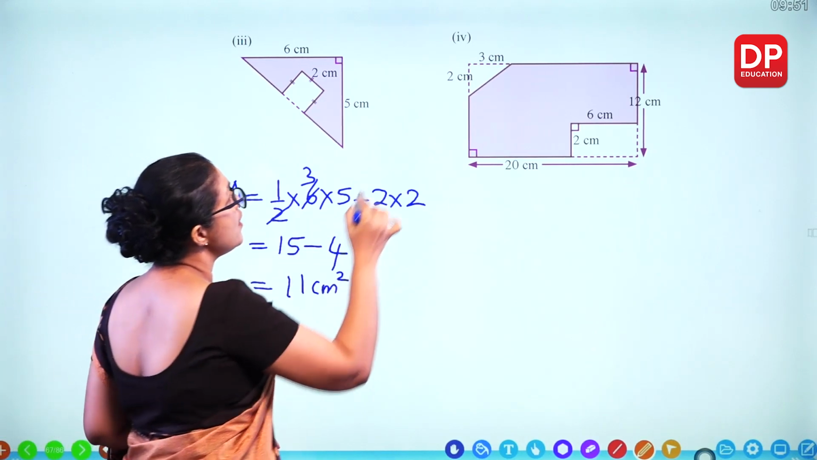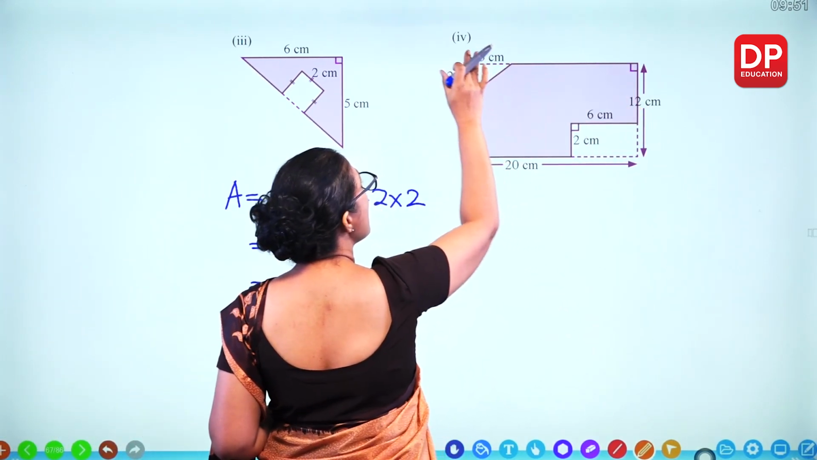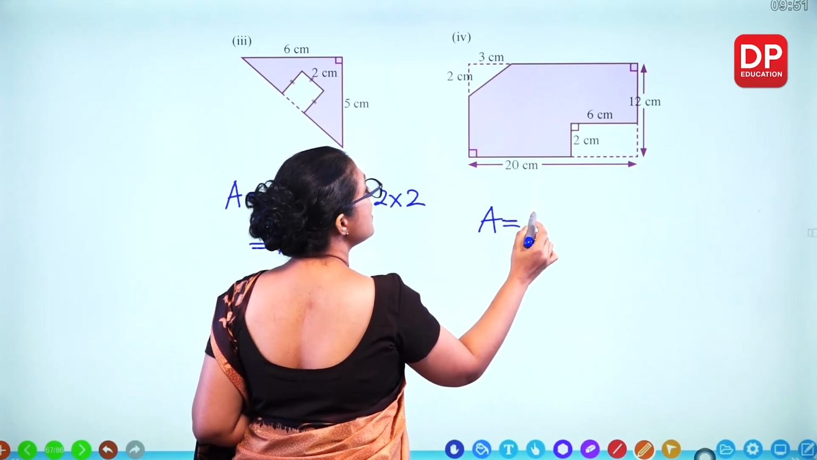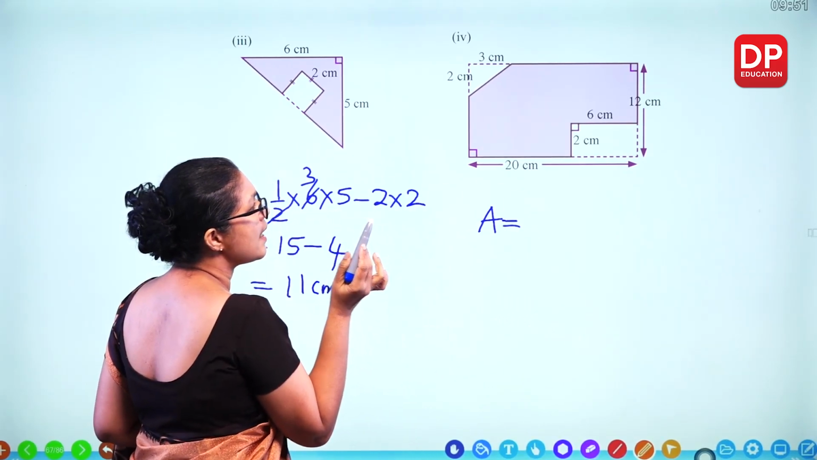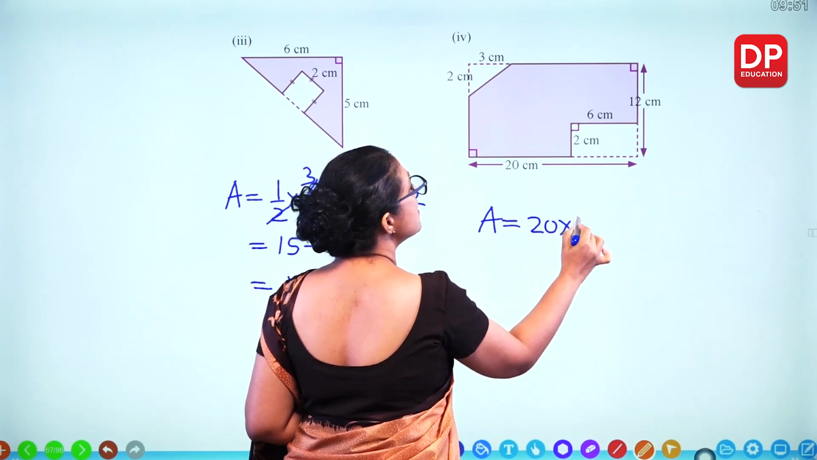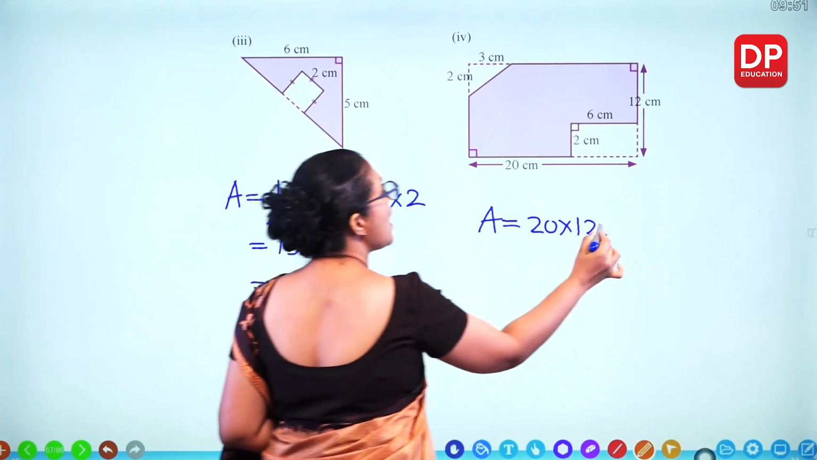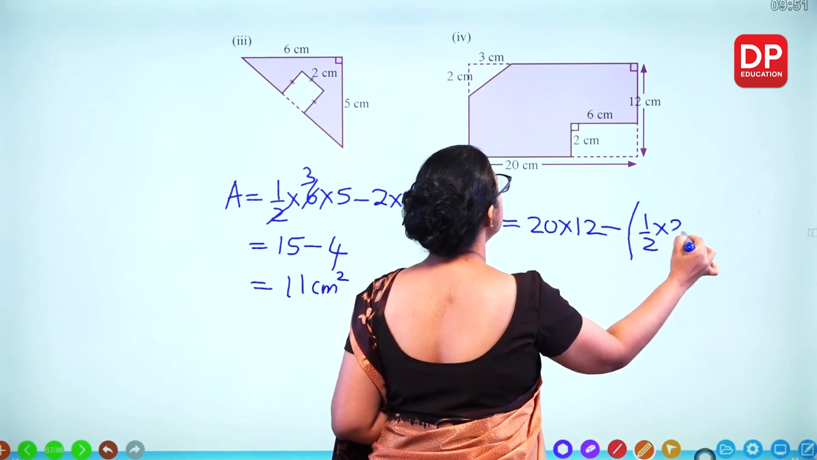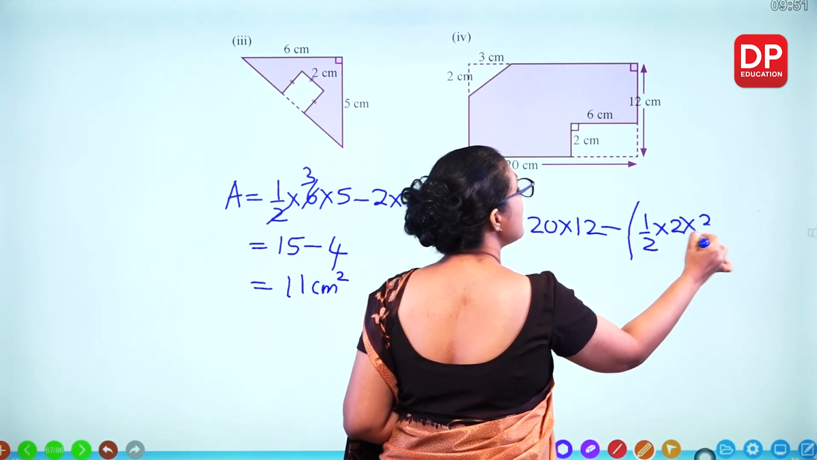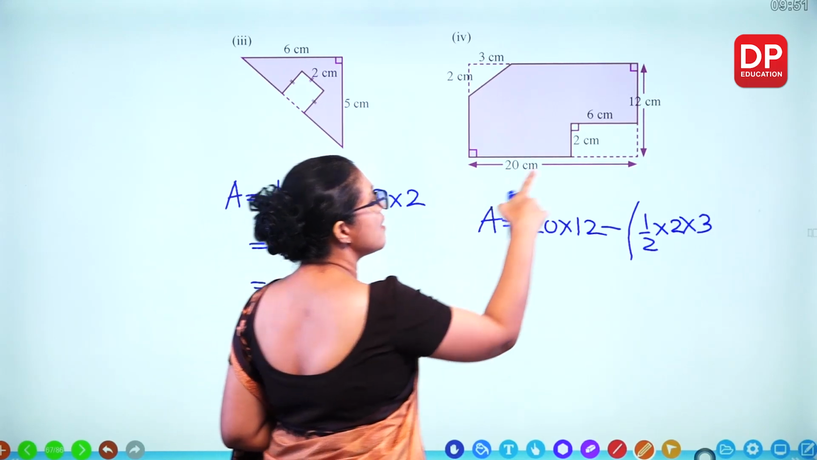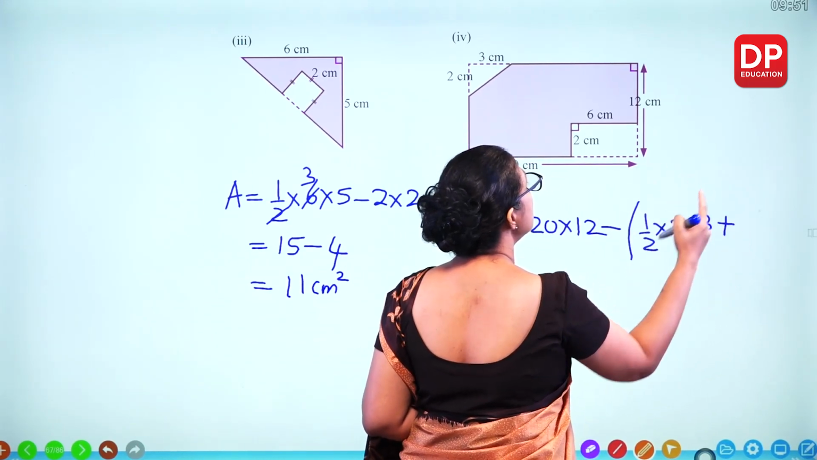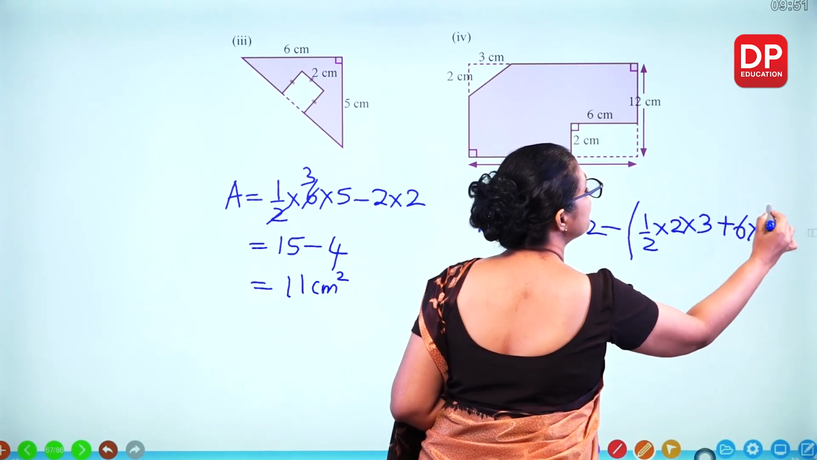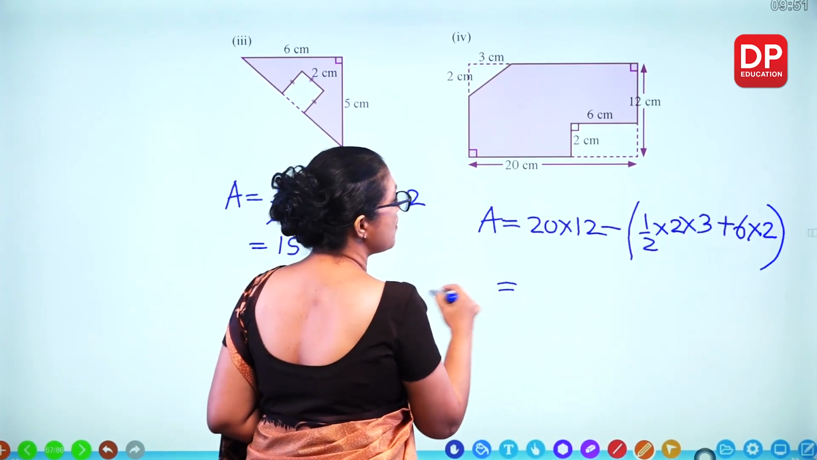This one you can find using area of the big rectangle minus these two. So what's the area? Shaded region. Area of the full rectangle, 20 times 12. Minus, what's the area of the triangle? Half times base is 2 and perpendicular height I can take as 3. What's the area of this rectangle? Length is 6, breadth is 2. 6 into 2. Now, simplify.